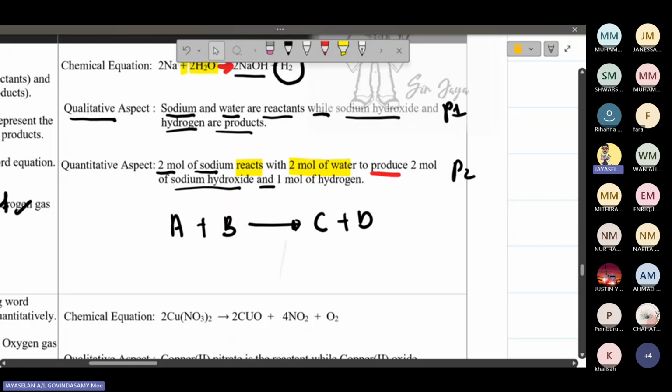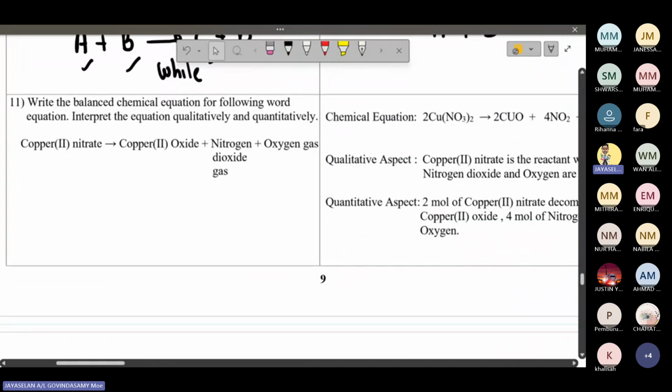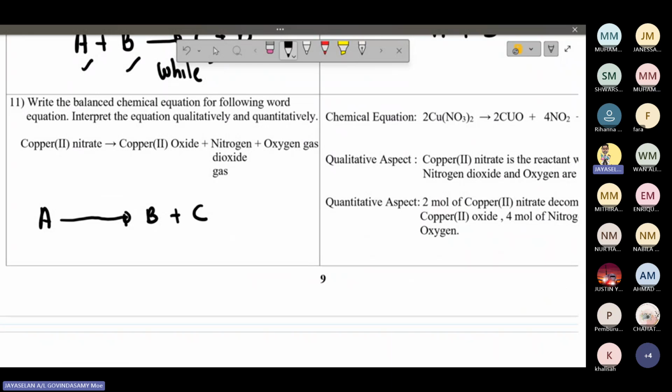Pernah keluar SPM 2021. Okay, there is one more format of question. Equation, if A goes like this, B plus C, kita panggil apa? Decompose. Mesti guna perkataan ini. Any question? This is your reactant. This is your product. Kita ada dua jenis equation.